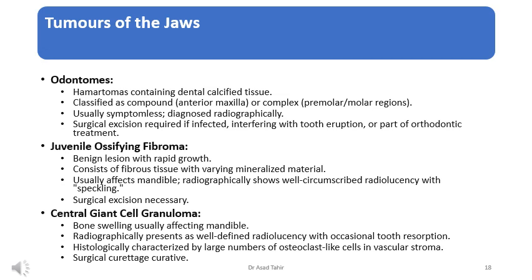Juvenile ossifying fibroma. Benign lesion with rapid growth. Consists of fibrous tissue with varying mineralized material. Usually affects mandible, radiographically shows well-circumscribed radiolucency with speckling. Surgical excision necessary.